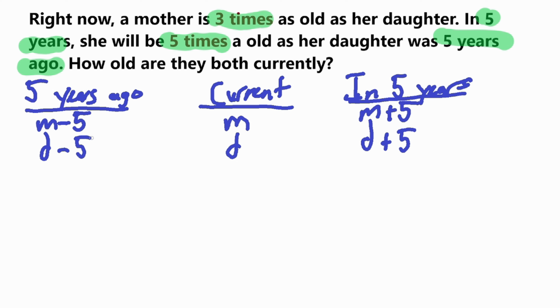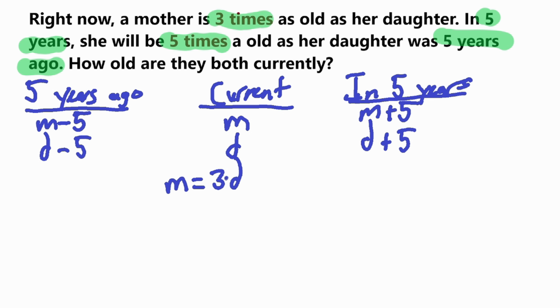So now let's set up equations that will fit to our situation. So the first sentence, the mother is 3 times as old as her daughter right now. So that means that currently the mother, so M, is equal to 3 times the age of her daughter, so 3D, or 3 times D. So say for example the daughter is 10 years old now, that means the mother would be 30.